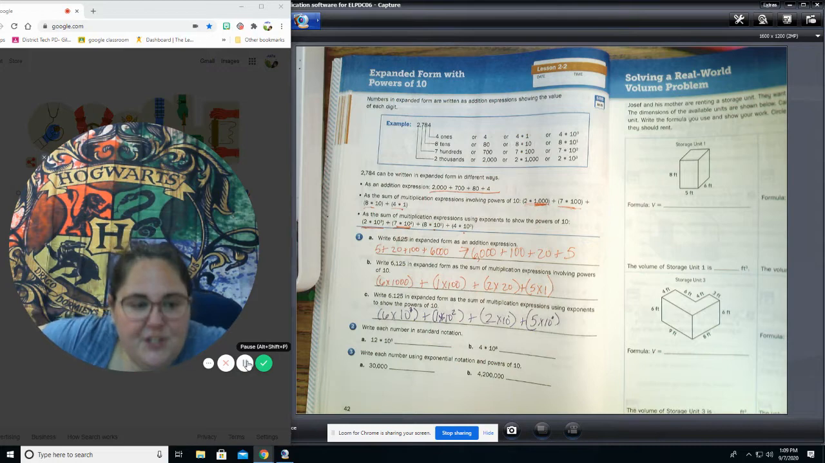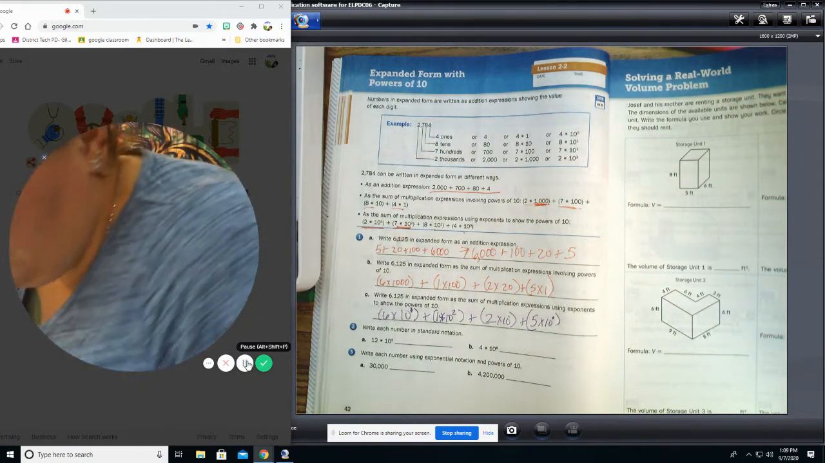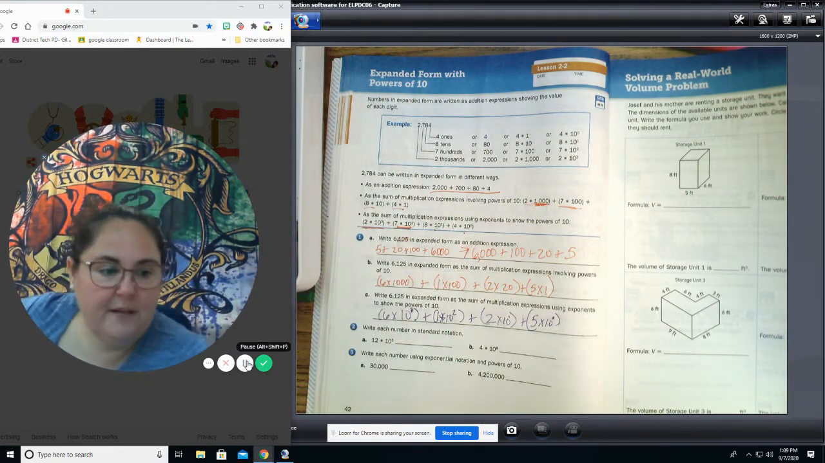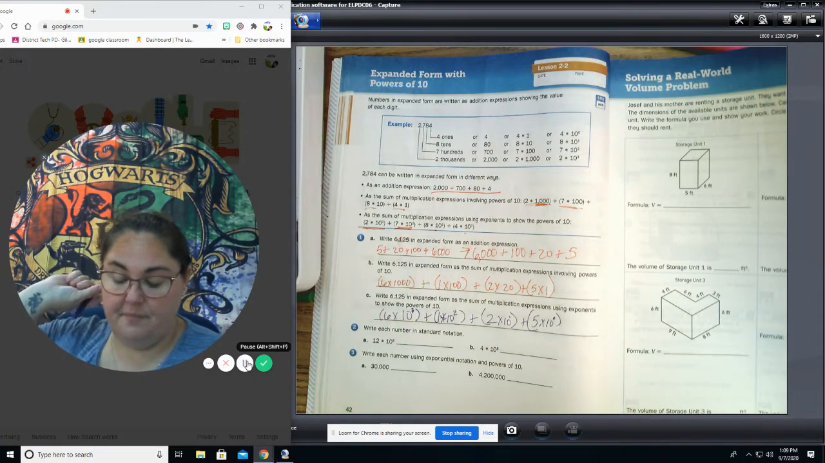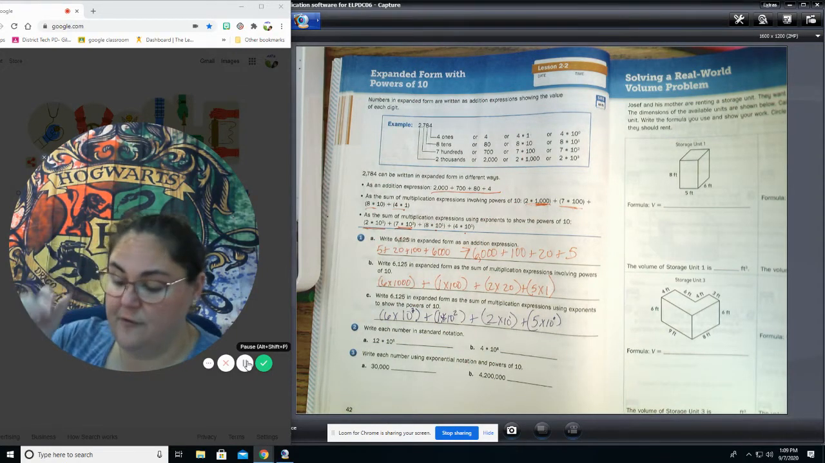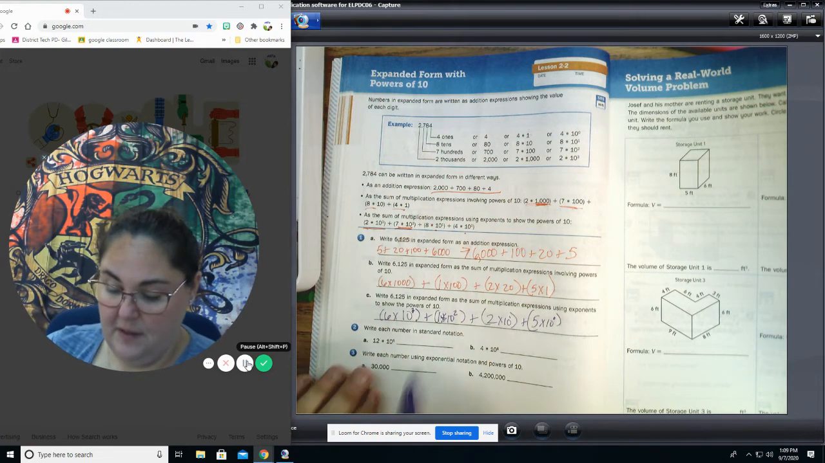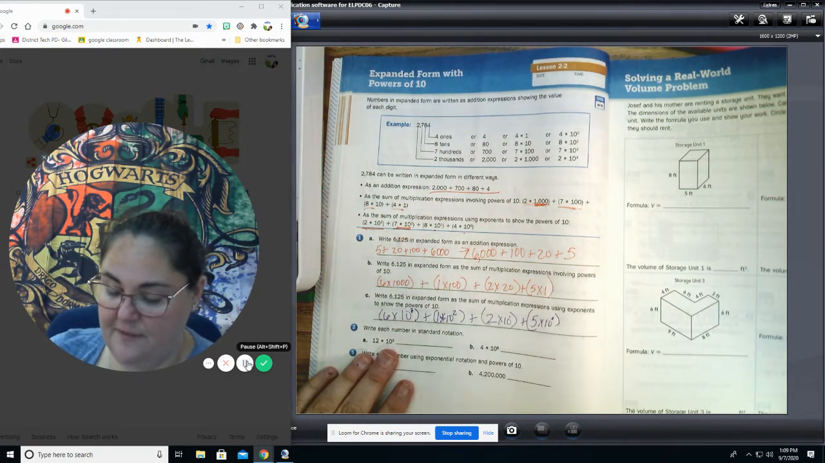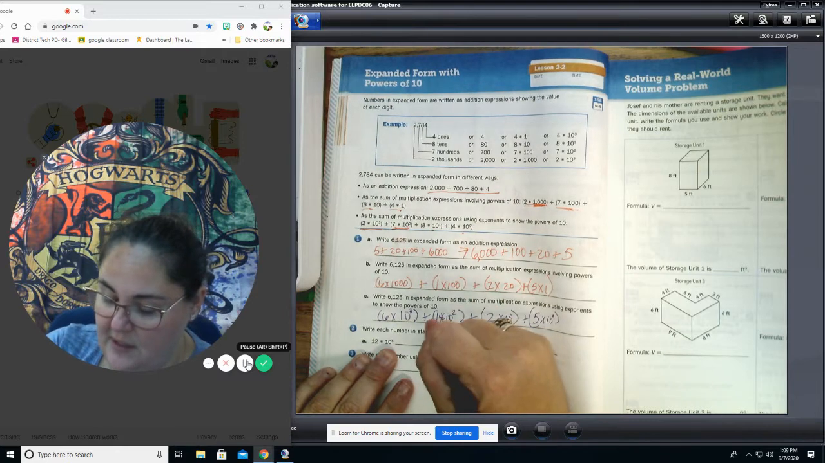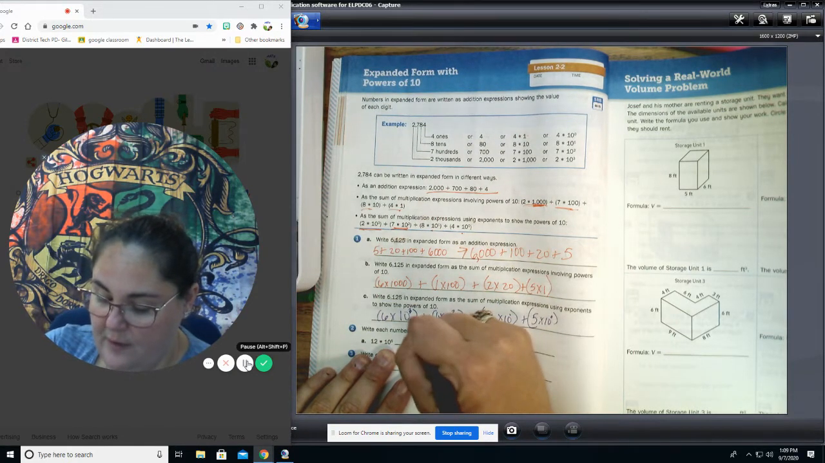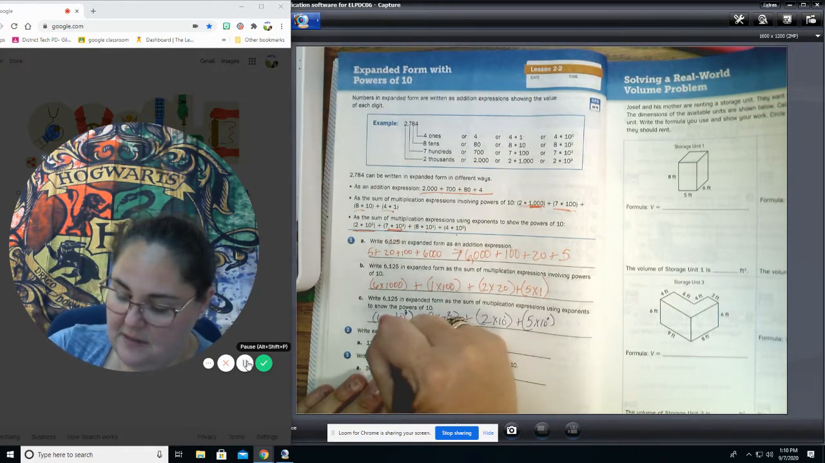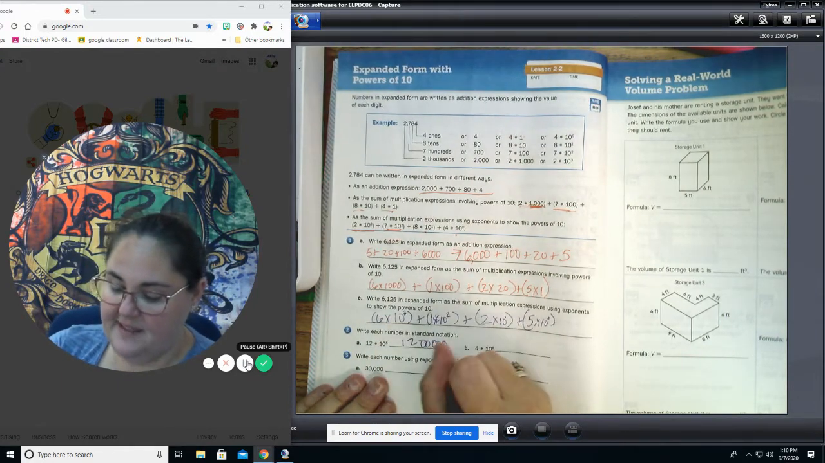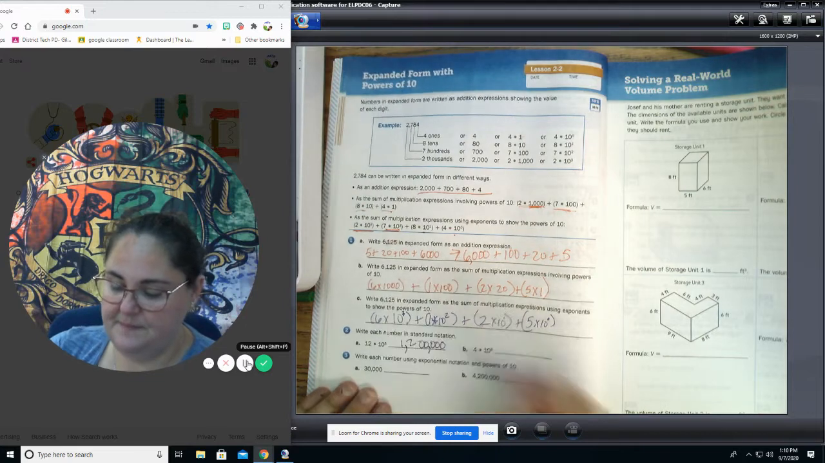Now, write each number in standard notation. This is where it's going to give you expanded form, or it's going to give you the exponential form, and you have to write it. So 12 times 10 to the 5th. The first thing I'm going to do is write my zeros. 1, 2, 3, 4, 5. And then 1 times 12 is 12. That's how you do this problem.